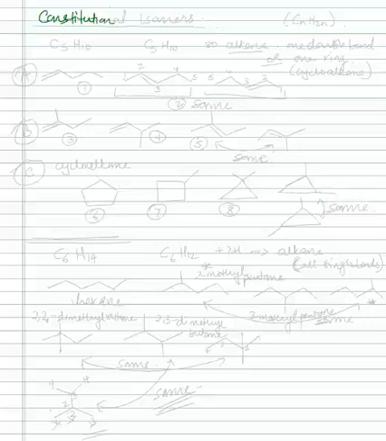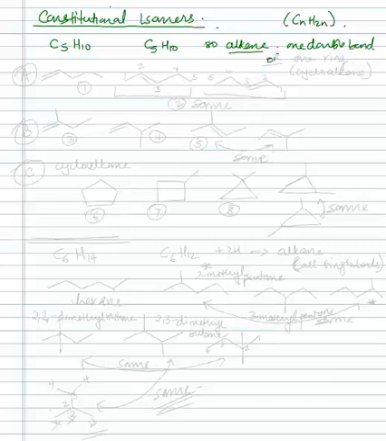Okay, so continuing on with constitutional isomers. Let's take C5H10. Again, remember CnH2n. So here CnH2n would be C5H10. Therefore, you have an alkene. And if you have an alkene, you have one double bond or one ring. Okay, that's how it goes. One ring meaning cycloalkane.